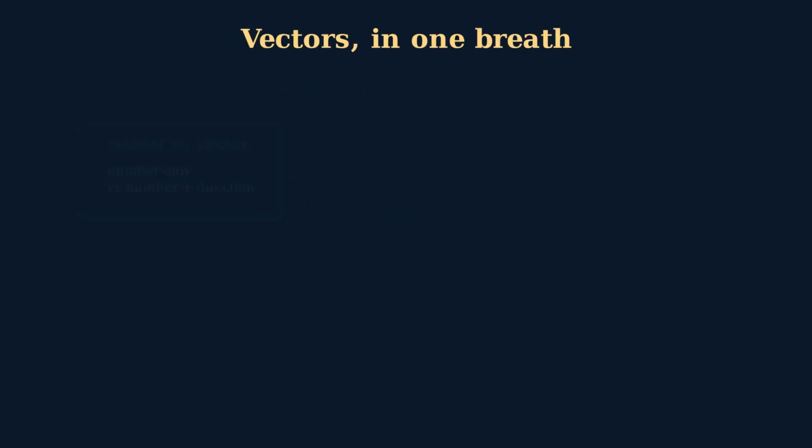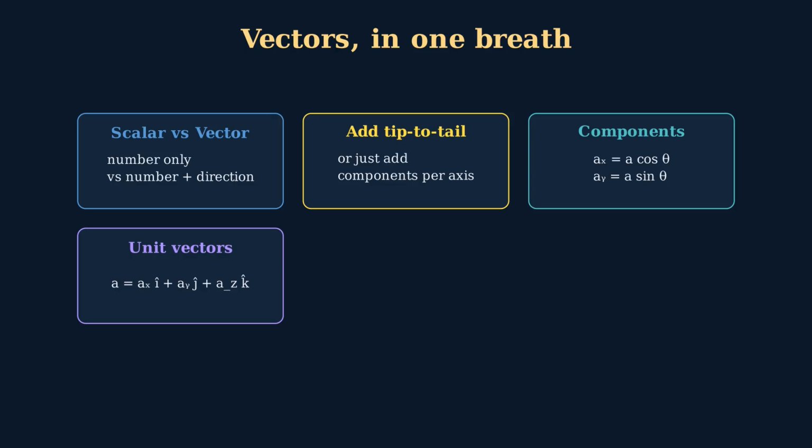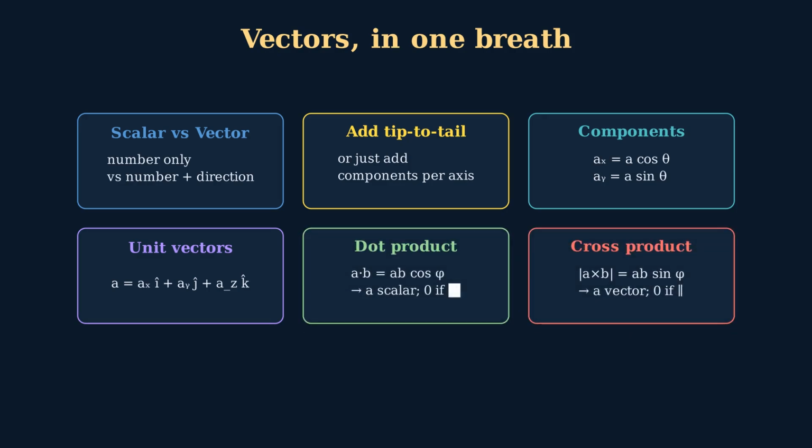Let's gather the whole chapter in one breath. A scalar is just a number, a vector adds a direction. You add vectors tip to tail, or far more easily, by their components. You resolve with cosine and sine, and write everything cleanly using the unit vectors i hat, j hat, and k hat. And the two products are mirror images of each other.